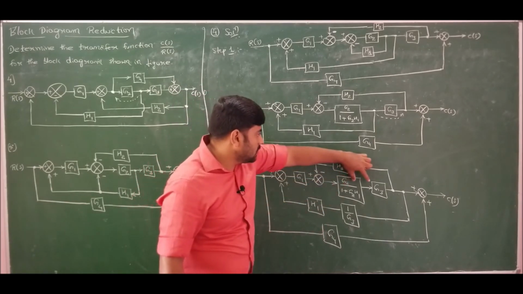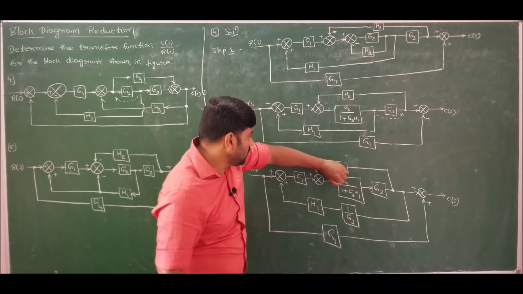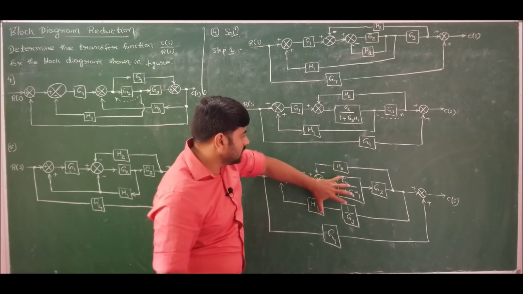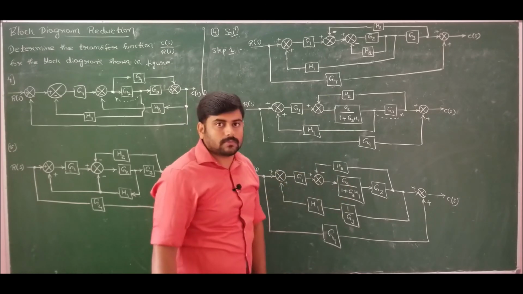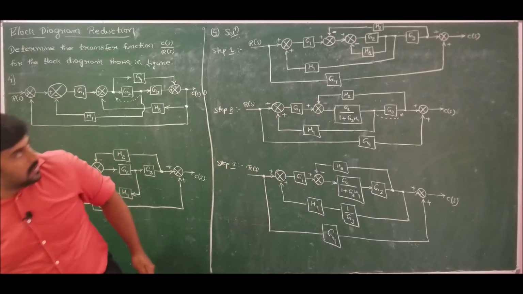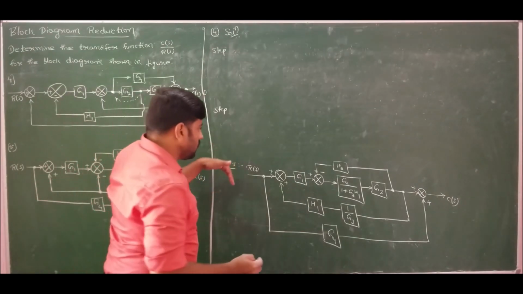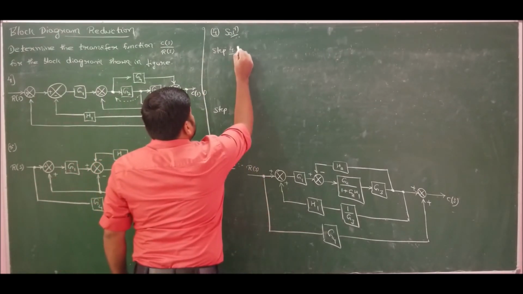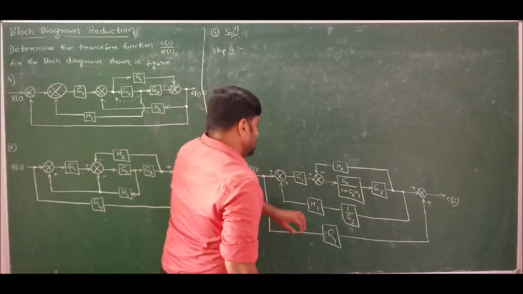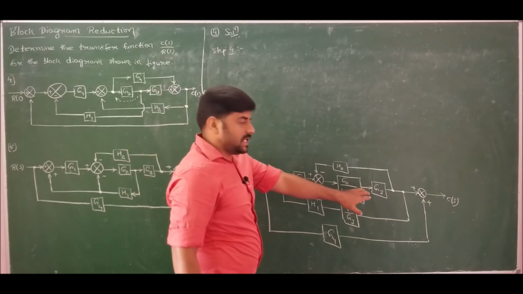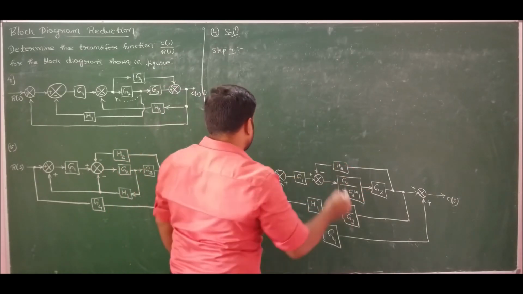So these two are in series, this is a minor loop, and that will be in series with this, and this is a minor loop. That completes the problem. That is in step number 4. So moving for step number 4, as I said, these two are in series and this will be a minor loop.